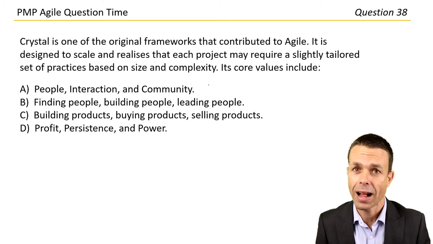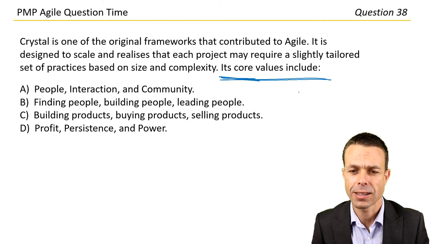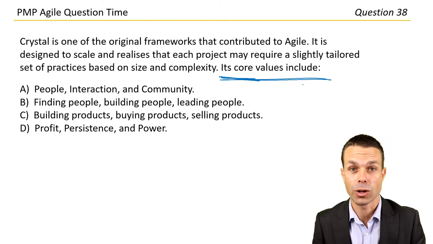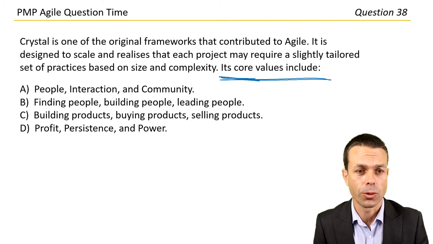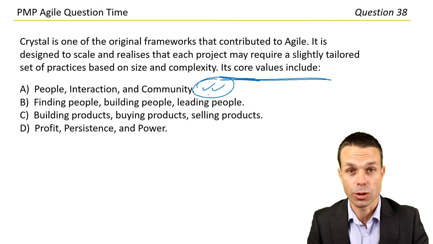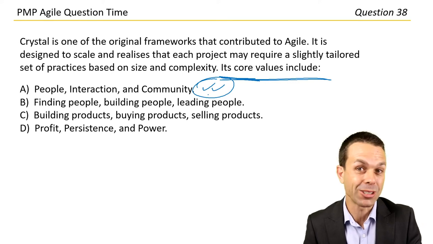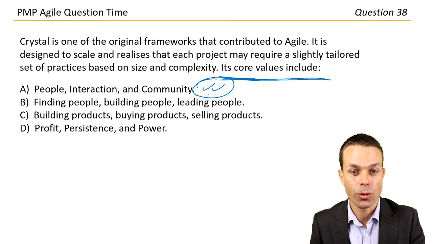And so the core values of Crystal, and this is from Alistair Cockburn, from the early 90s, basically created this framework, and it was an input into Agile. So we've got the choice of people, interaction, and community. And whenever you get similar questions to this or anything around the pre-existing Agile frameworks, just look at what is common with Agile today. So let's go through these.